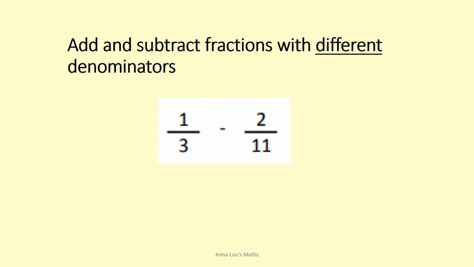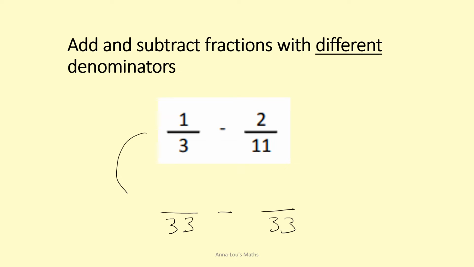Let's have a look at a subtraction question. So I've got 1/3 take away 3/11ths. Now again, I need to make them so they've got equivalent fractions. So what number will divide by both 11 and 3? Because I've only got two numbers, sometimes an easy way to do it is what's 3 times 11? It's 33. So I know that 33 will divide by both 3 and 11.